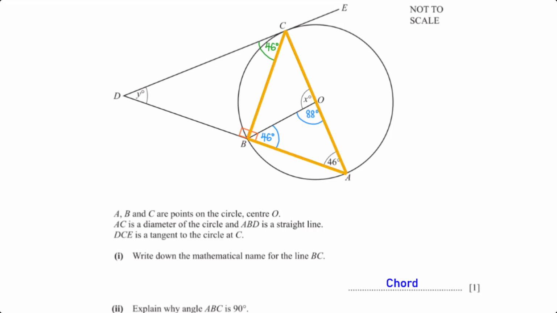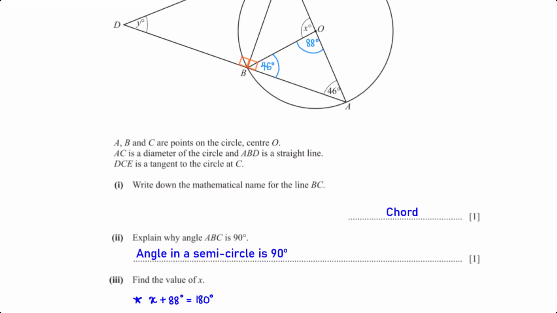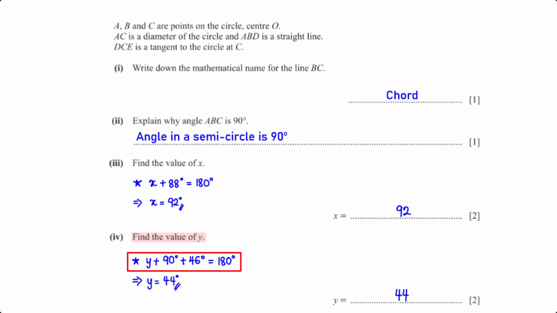Based on the alternate segment theorem, these two angles should be equal. All the angles in triangle BCD should add up to 180 degrees. So we have y plus 90 degrees plus 46 degrees equals 180 degrees. When we make y the subject, we have y equals 44 degrees.